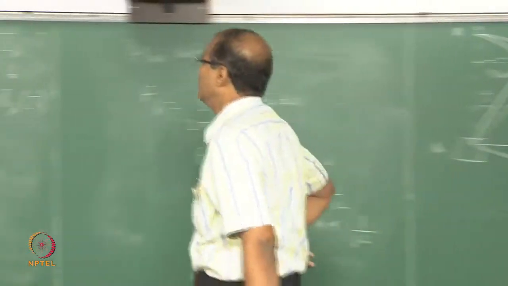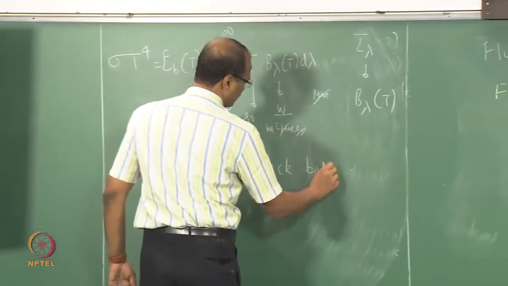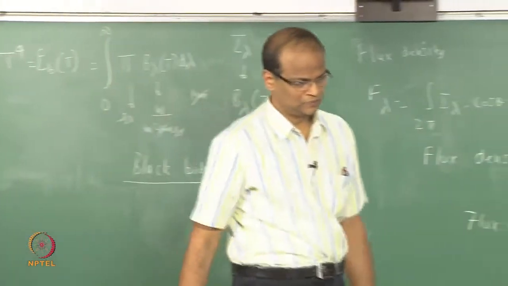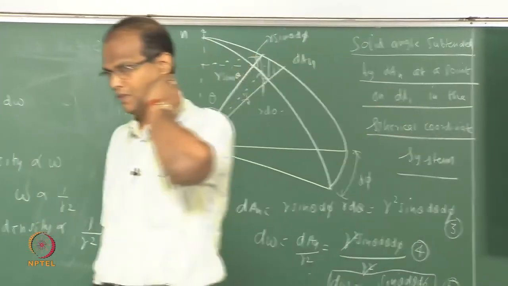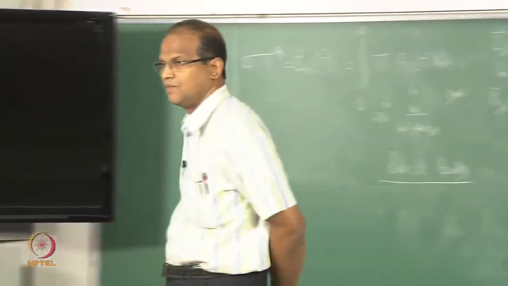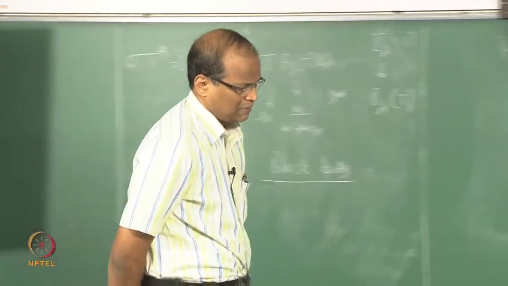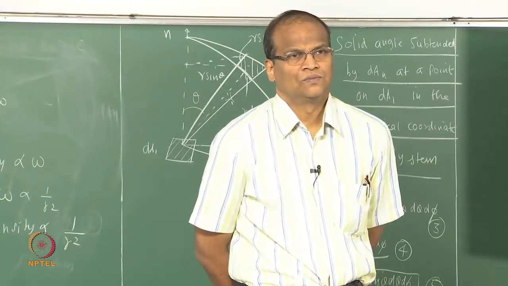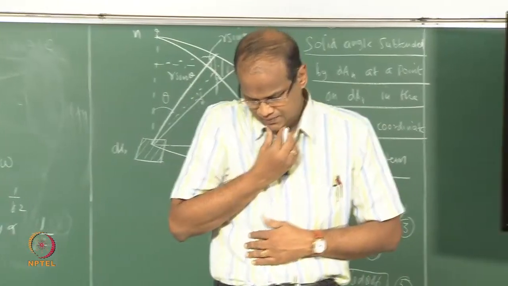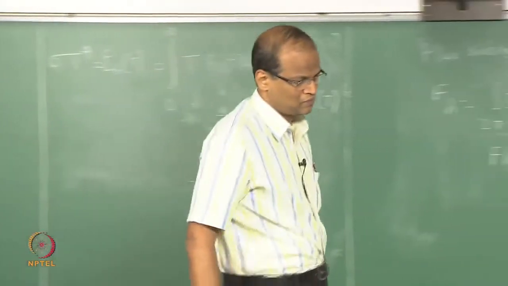Now, before this, we have to define what a black body is. Please take down. A black body is one which absorbs all incident radiation regardless of its direction and wavelength.